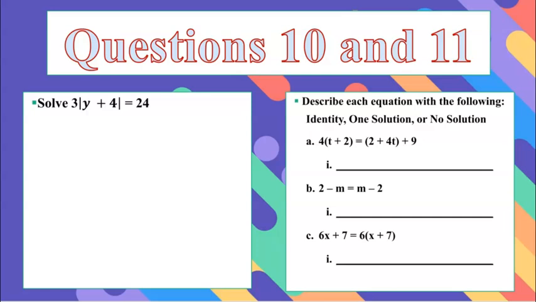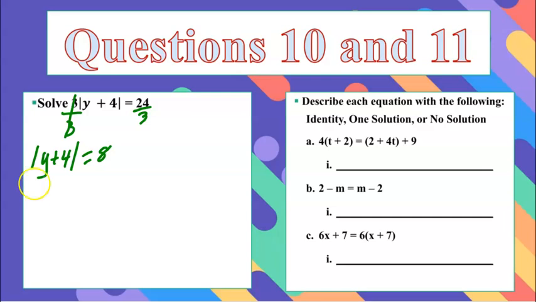Question 10. Here I have an absolute value equation. So the first step in solving absolute value equations is to get the absolute value by itself. Right now they're multiplying the absolute value by 3. So to get rid of that 3, I'm going to do the opposite, which means I'm going to divide by 3. That gives me 1 times the absolute value. The absolute value would be y plus 4 equals, since I divide by 3 on the left, I divide by 3 on the right, and that's going to give us 8.